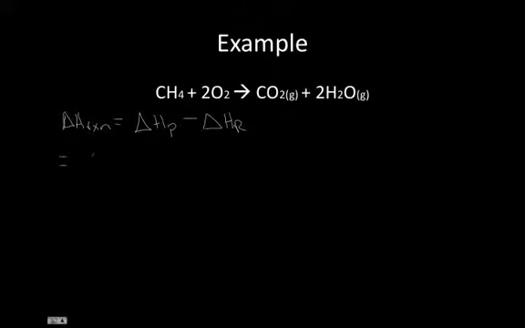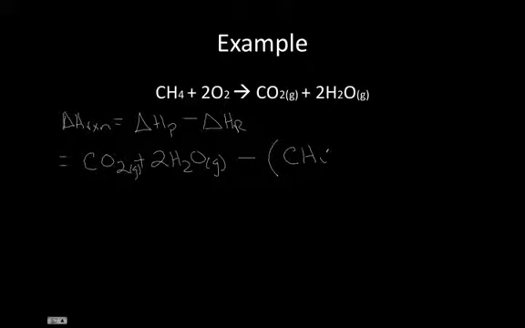So our products are CO2 and H2O. So we're going to take CO2 plus, and that's a gas, plus 2 H2O gas minus our reactants. So put parentheses to cluster our reactants together. So that's CH4 plus 2O2.